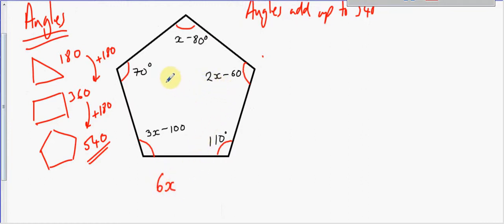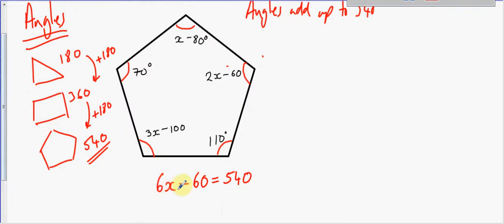Okay. 70 and 110 makes 180. 180 minus this 80 gets me back to 100. Minus 100 gets me to 0. And then we've got the minus 60. So it's 6x minus 60 equals 540.